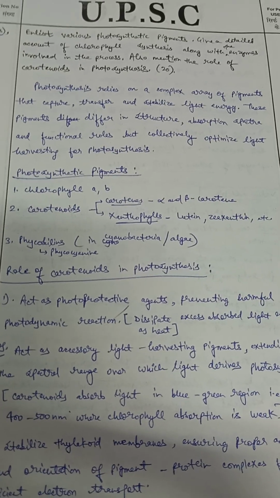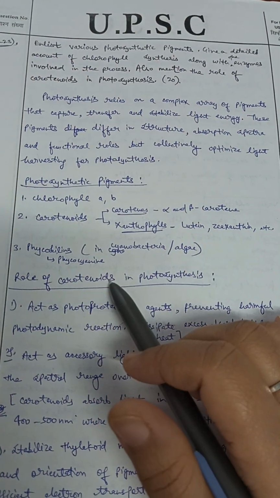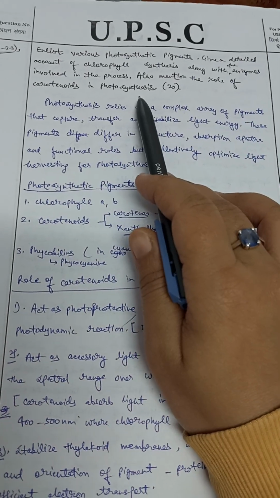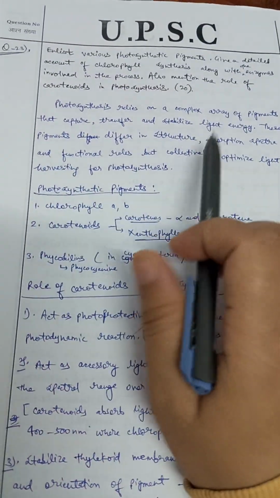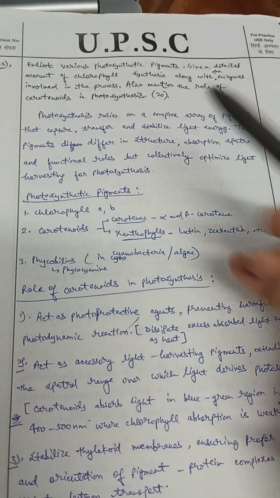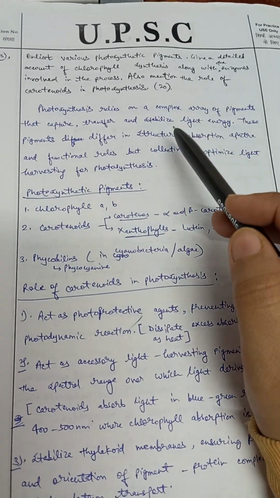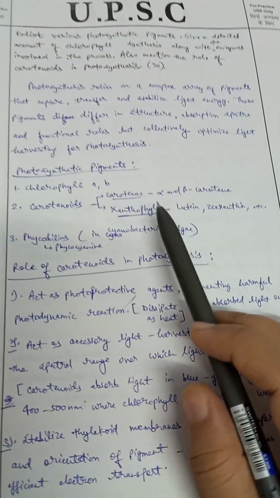So basically there are three parts in this question. First of all, we have to enlist the photosynthetic pigments, and then the chlorophyll synthesis pathway along with the enzymes involved in the process, and then the role of the carotenoids in the photosynthesis. So this is the brief introduction. You can write in your own way in the introduction, you can tell everything about photosynthetic pigments also, whatever you want. And then this is the main body part, photosynthetic pigments.